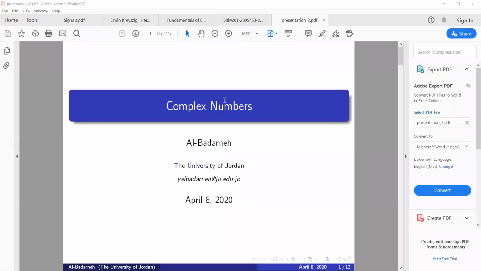In this video, I will talk about complex numbers. Complex numbers will be extensively used in electric circuits, as we will see in the following chapters of this course. Complex numbers can also be used in so many applications in engineering and physics, like electromagnetism and classical mechanics.